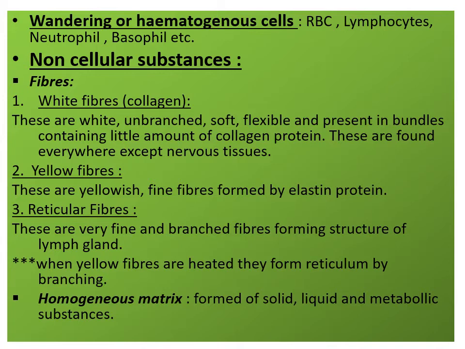Now the fibers are of three types: white fibers, yellow fibers and reticular fibers. White fibers are unbranched, soft, flexible fibers present in bundles containing a little amount of collagen protein. They are found everywhere except the nervous tissues. The yellow fibers are yellowish, fine and formed of elastin protein. The reticular fibers are very fine and branched, forming the structure of lymph gland. One of the important facts is that when yellow fibers are heated, they form reticulum by branching.